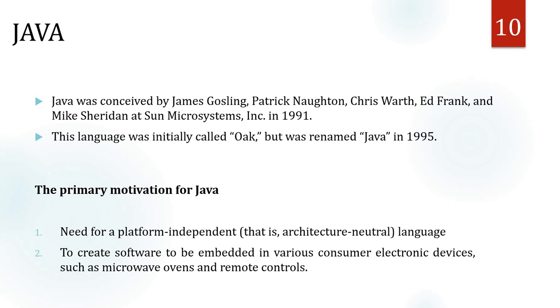So in this set of videos, we will be discussing how object-oriented programming is implemented using Java. So what is Java? Java is a programming language. It is a platform independent language, and initially it was called Oak and it was developed in the year 1995.